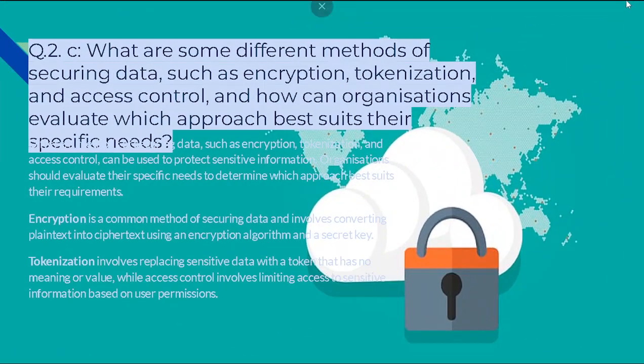The another question is, what are some different methods of securing data, such as encryption, tokenization, and access control, and how can organization evaluate which approach best suits their specific needs? So encryption is nothing but a common method of securing data. It converts the plain text to ciphertext using an encryption algorithm. And tokenization involves replacing sensitive data with a token that has no meaning or value.